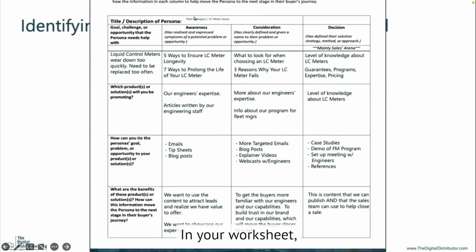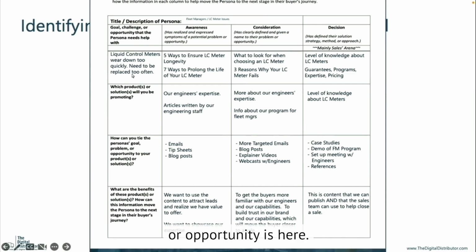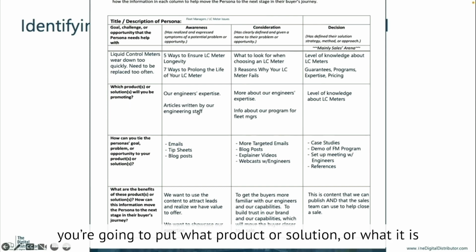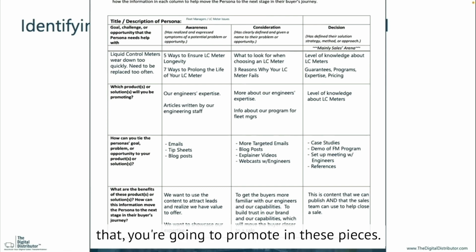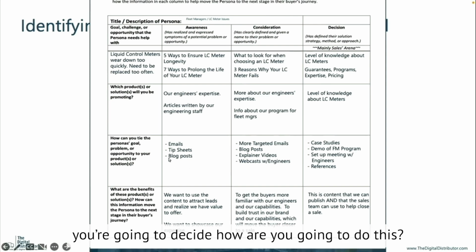In your worksheet, you're going to put who your persona is here, what their goal, challenge, or opportunity is here. And then we're going to think of content for the awareness stage, content for the consideration stage, and content for the decision stage. Here you're going to put what product or solution, or what it is about your product or solution, that you're going to promote in these pieces. And then down here, you're going to decide, how are you going to do this?